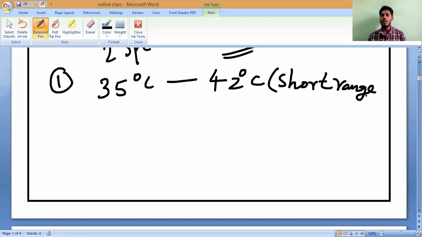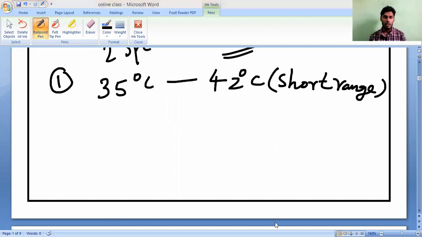So what is the advantage of this? If it has a short range, what is the advantage? Why are we saying it is a special feature? Observe very carefully. The minimum temperature it can measure is only 35 degrees and the maximum temperature it can measure is 42 degrees Celsius. The reason for the short range of the clinical thermometer is that the temperature of the human body normally does not go below 35 degrees Celsius or above 42 degrees Celsius.